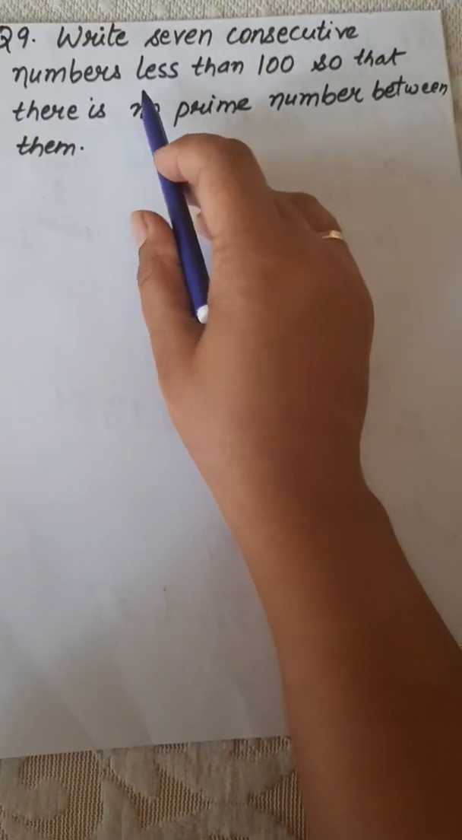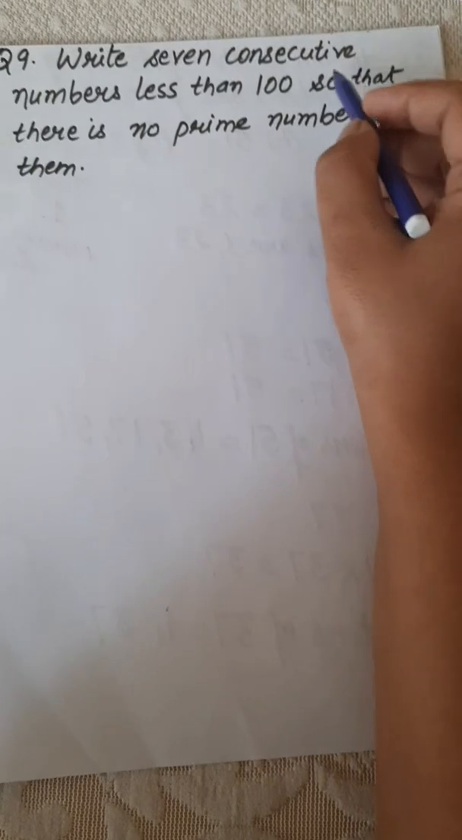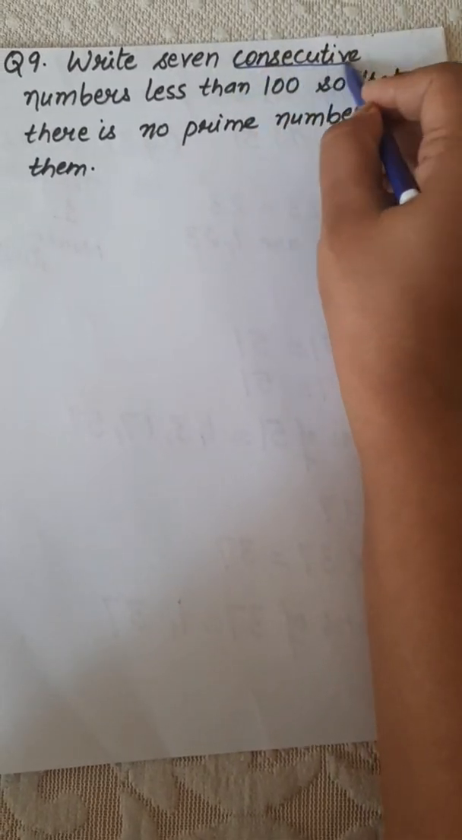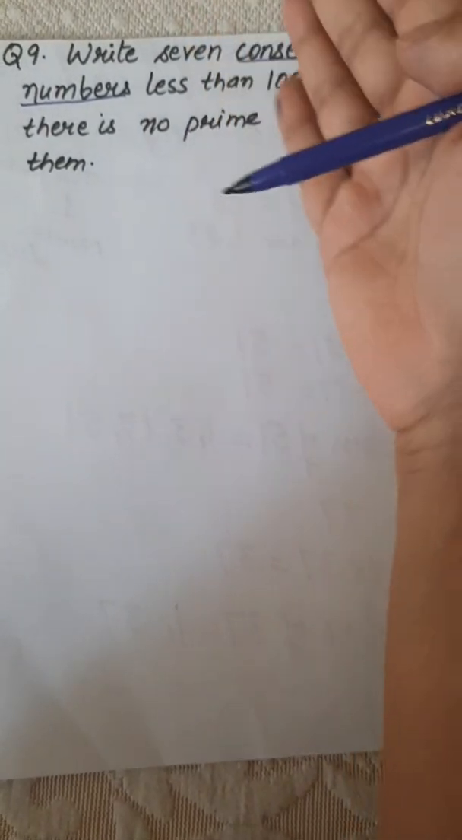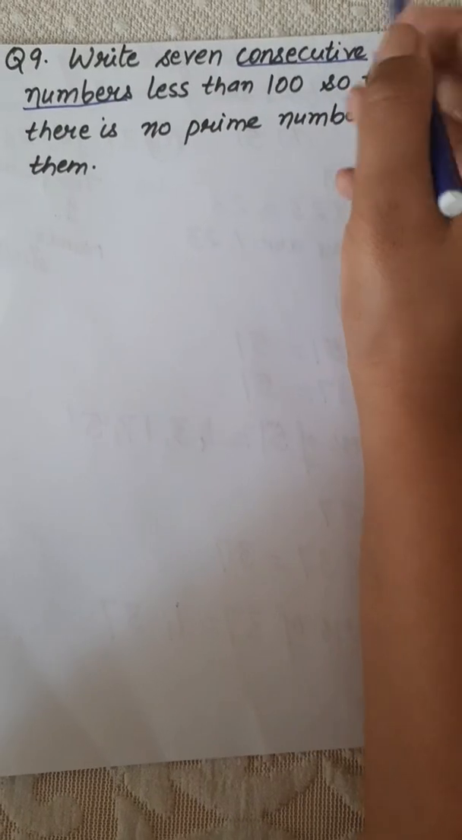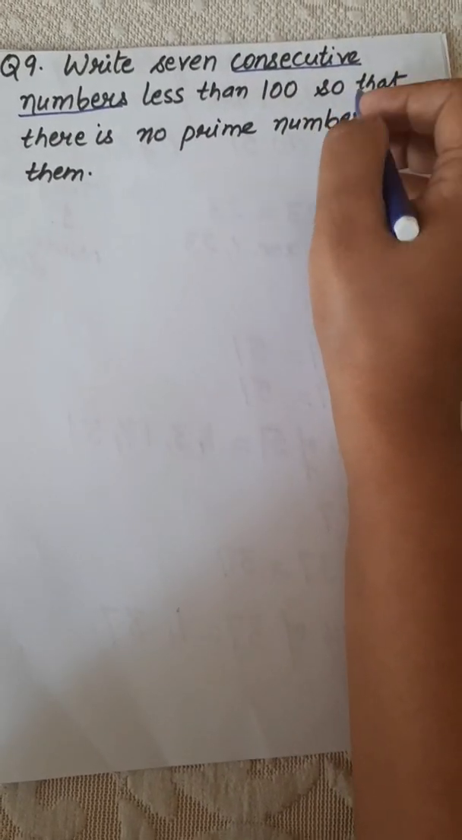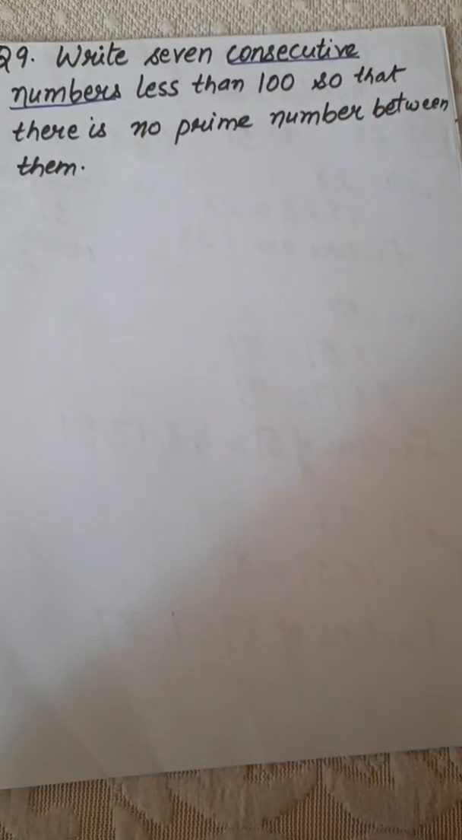We have question number 9. Question number 9 is: write 7 consecutive numbers. Consecutive numbers means the numbers which are in sequence. For example, 2, 3, 4, 5, 6, 7, 8. The numbers which are in sequence are called consecutive. Less than 100, so that there is no prime number between them.